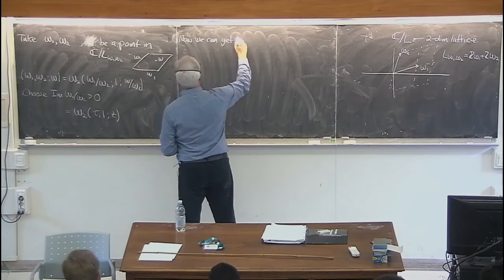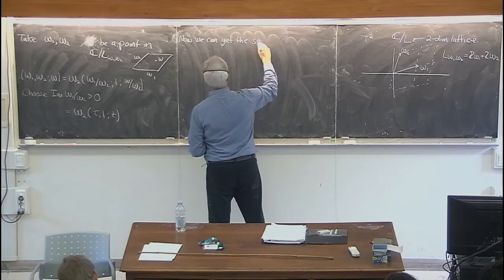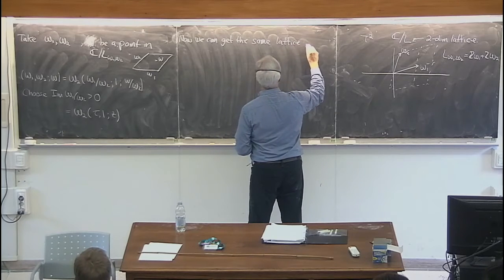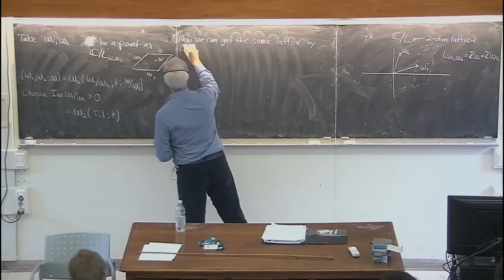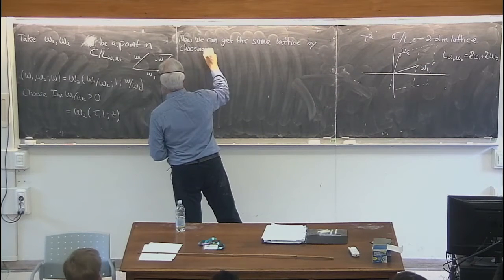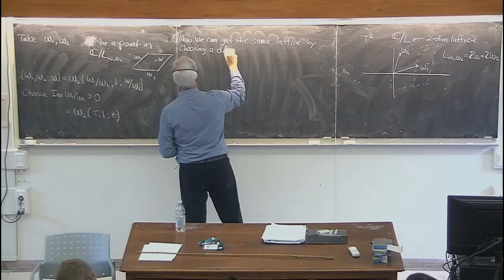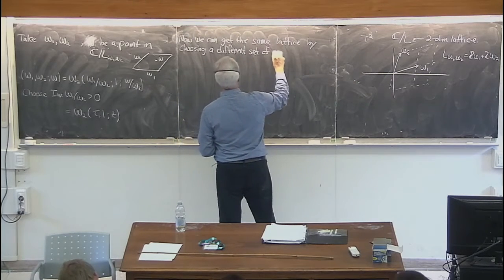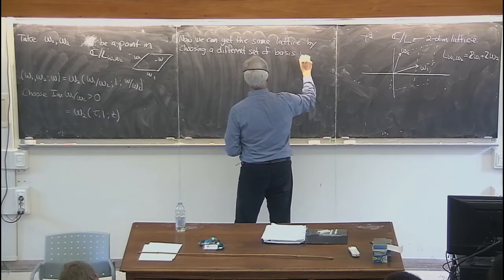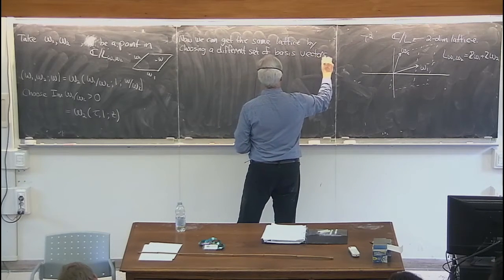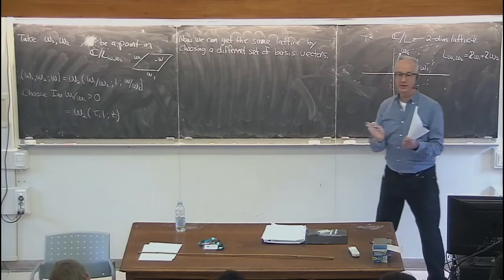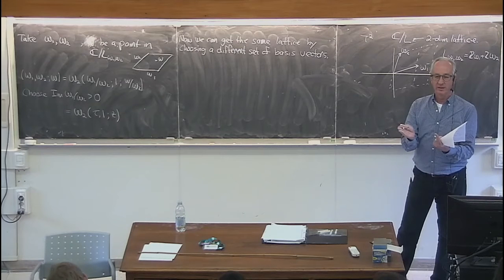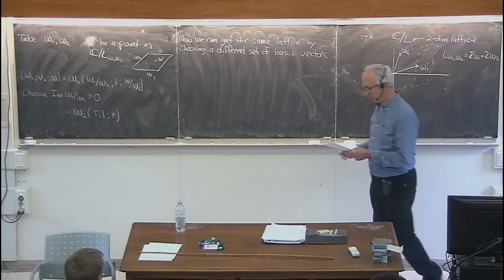Now, we can get exactly the same lattice by choosing a different set of basis vectors. As long as I choose another set of basis vectors such that the fundamental parallelogram has the same area, then I'm just defining the same lattice but in a different basis.